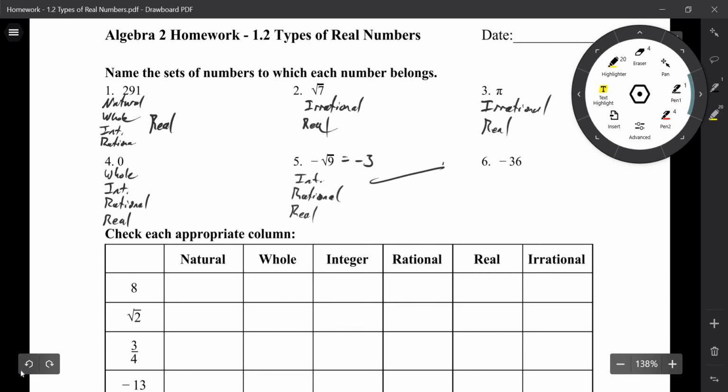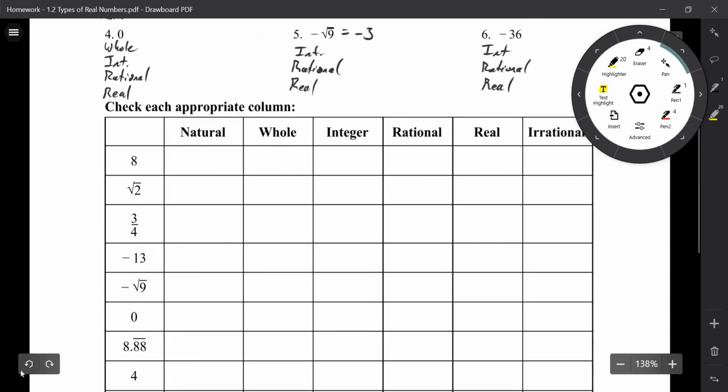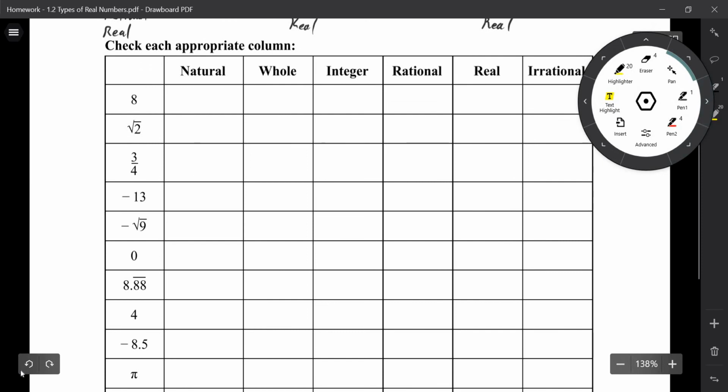Same type of deal here for number 6. This is a negative number, but it's not expressed using a fraction. It's not a decimal, which means that it is an integer. It is rational. And it is real. Most of the numbers that we'll be dealing with are going to fall into those categories. All right, and moving on to just checking the appropriate columns.